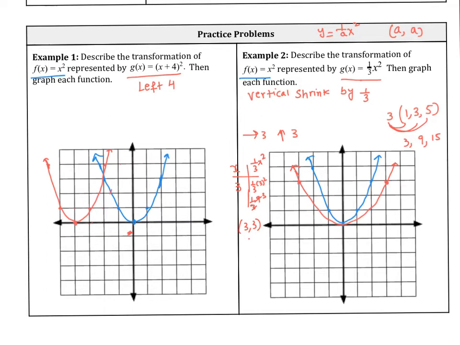Remember, if it's a number in front that is 3, 4, 5, 2, and so on, that is greater than 1, then it's a vertical stretch. If it is 1 over 3, 1 over 2, or a fraction of any kind, then it's going to be a vertical shrink. In this case, it is a vertical shrink.